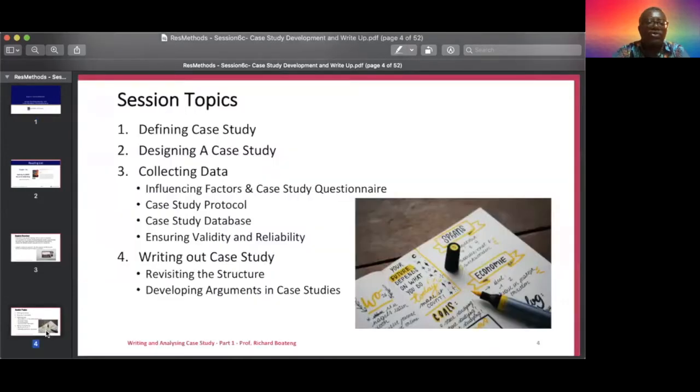Okay. So what we'll try to cover today is the case study, defining a case study, designing a case study, collecting data, and writing out the case study. We'll do our best to see what we can be able to cover.